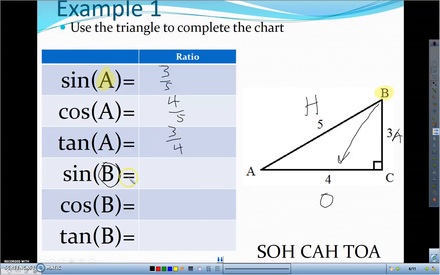If we're doing sine B, it's O over H, which is 4, the opposite side, over the hypotenuse, which is 5. The cosine B is adjacent over hypotenuse, that's 3 over 5. Tangent B is O over A, which is opposite over adjacent, so that would be 4 over 3. That's a brief introduction to what the ratios are.